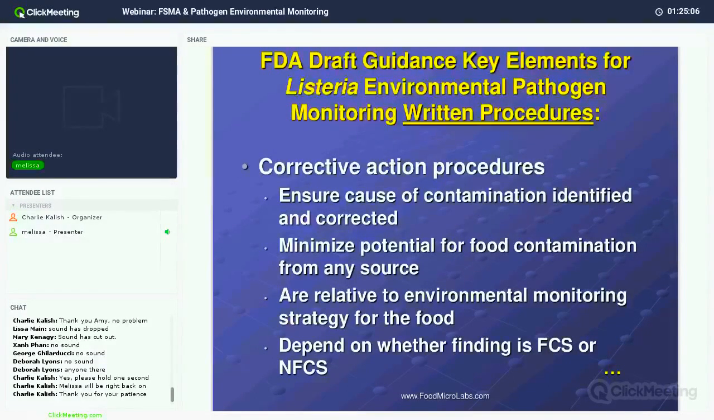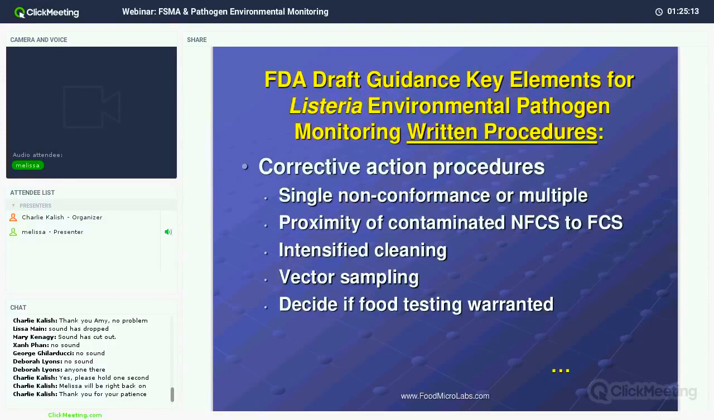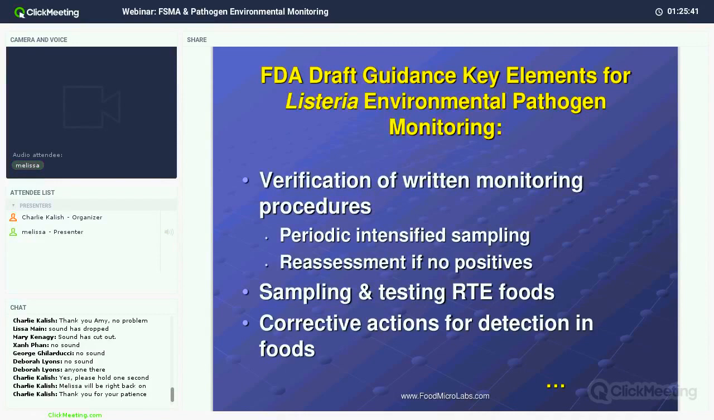And the corrective action procedures depend on whether the finding is food contact or non-food contact. And of course, we do different things, more aggressive if they're food contact. They also want us to consider in the corrective action procedures whether the finding was a single nonconformance or whether there are multiples, the proximity of the finding relative to food contact surface and the food. They want us to talk about intensified cleaning, vector sampling, and make decisions about whether food testing is warranted.